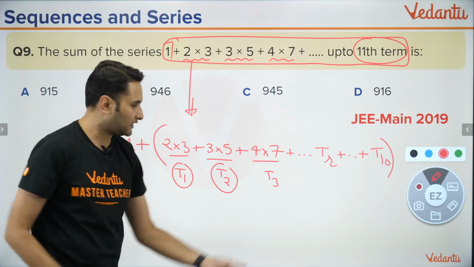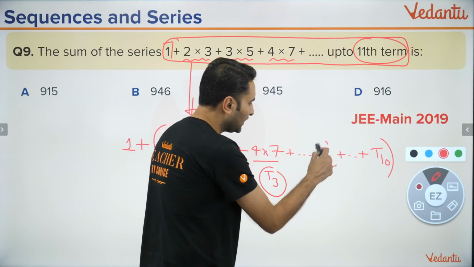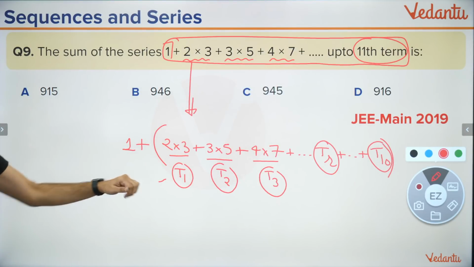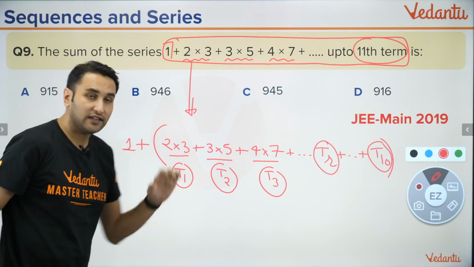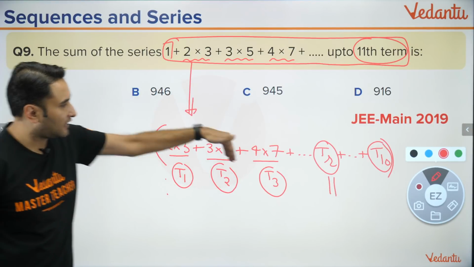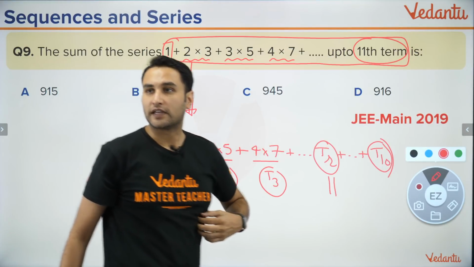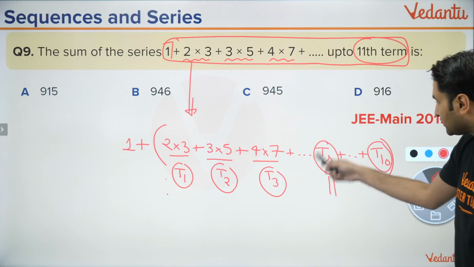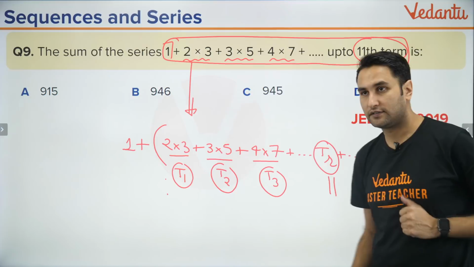बची हुई कितनी है? 10 terms. So this is my third term, rth term, 10th term. Total number of terms कितनी हो गई बच्चों? 11. Now the idea in such problems is to write down the rth term. Can you tell me the rth term बच्चों? Anybody? Can you tell me the general term in terms of r?